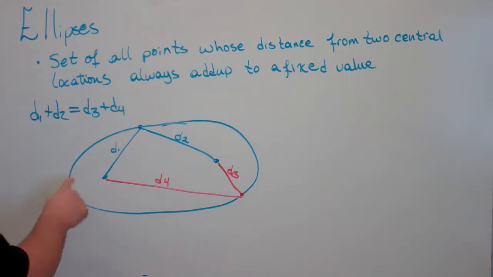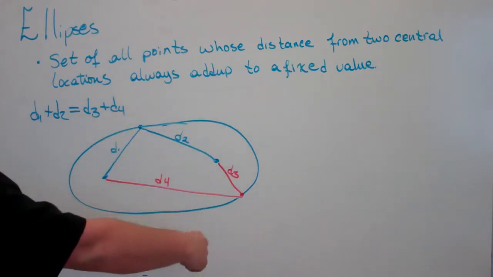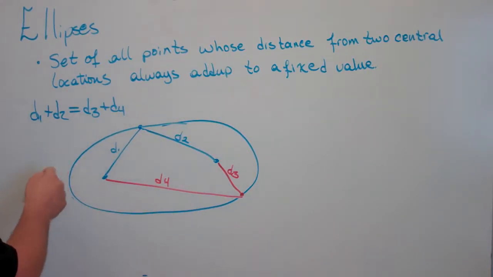Regardless of what point I pick around here, I can pick it here, here, or here. If you draw a line from this location to the point and from this location to the point, regardless of where that point is, the sum of those two distances will always be the same. That's what it means by the set of all points whose distance from two central locations always add up to a fixed value.